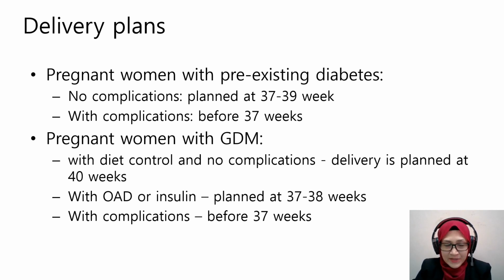So pregnant women with GDM, those with diet control and no complication, the delivery can be planned at 40 weeks. So this is the common due date, okay, 40 weeks of gestation. And for those with oral antidiabetic or insulin therapy, they should be planned earlier, which is 37 to 38 weeks. But if they also have complications, it should be before 37 weeks. Okay.